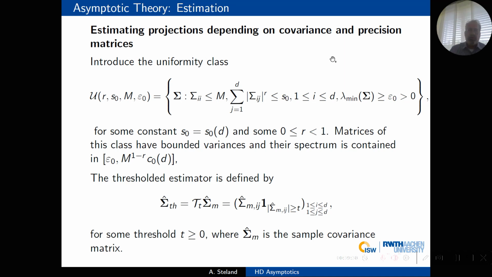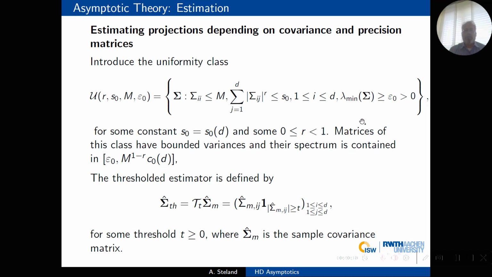Bickel and Levina introduced this uniformity class of covariance matrices. But actually it turns out that the theoretical results do not only apply to the sample covariance estimator. Actually, you can use them for any estimator of a matrix which is symmetric and is within this uniformity class, which is a kind of sparseness assumption. And s naught here is the sparsity parameter.